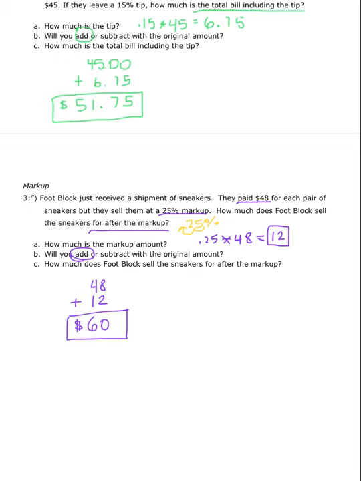Now, what we did here in this video was we found the amount of tax, tip, or the markup by multiplying the percent times the original amount. Then we went ahead and added that amount of tax, tip, or markup to the original amount in the problem. That's what you'll be doing on today's assignment. Let me know if you have any questions.